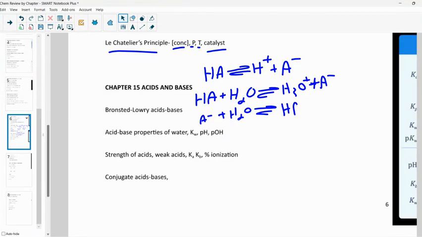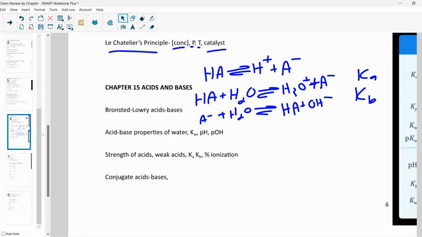We got HA and OH minus. So here we would have a Ka value. Here we have a Kb value. How do we know this is acting as a base? It's accepting the H positive.